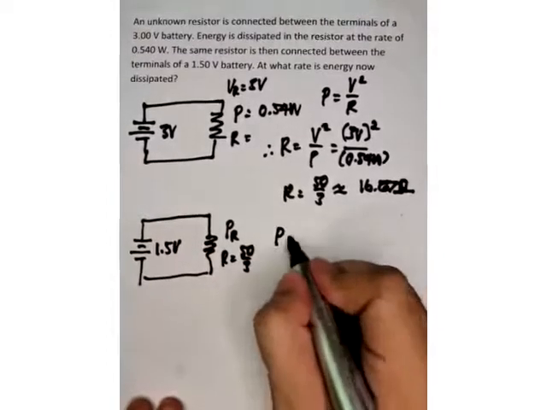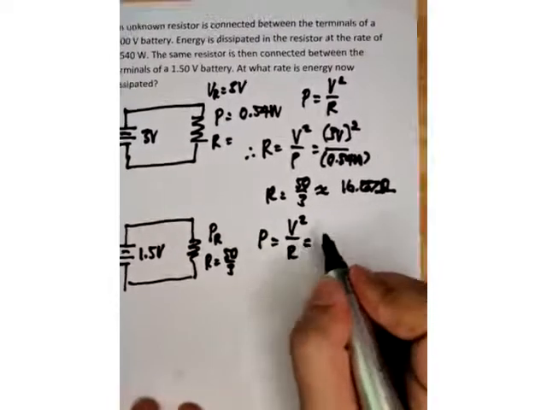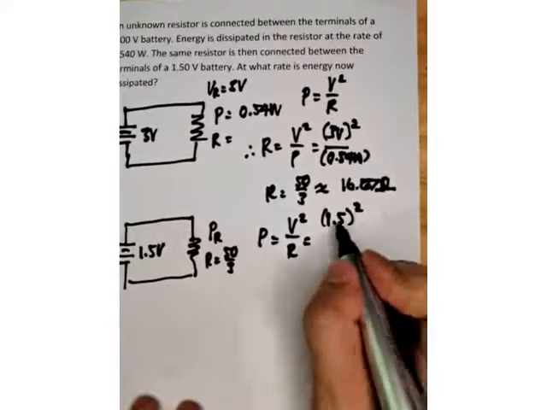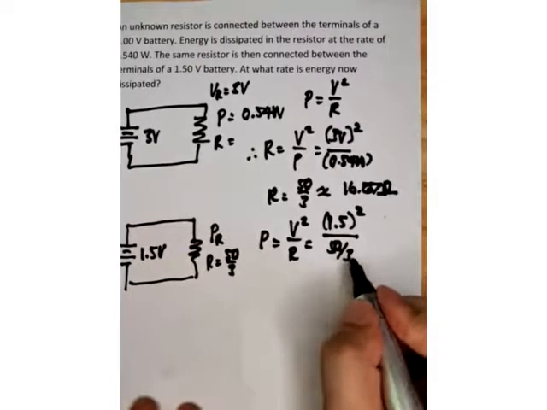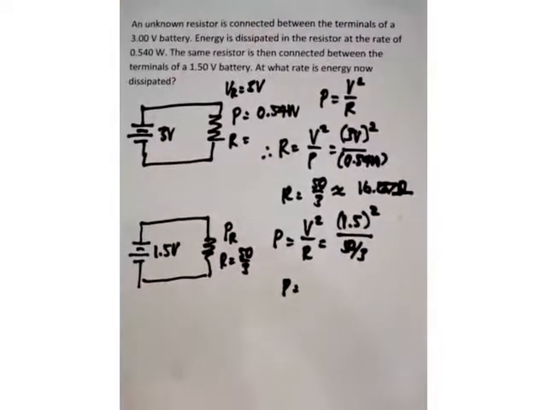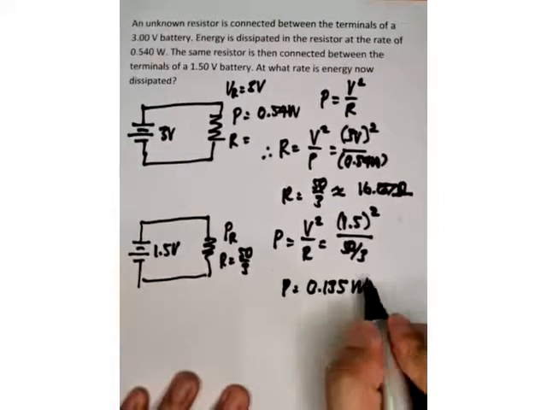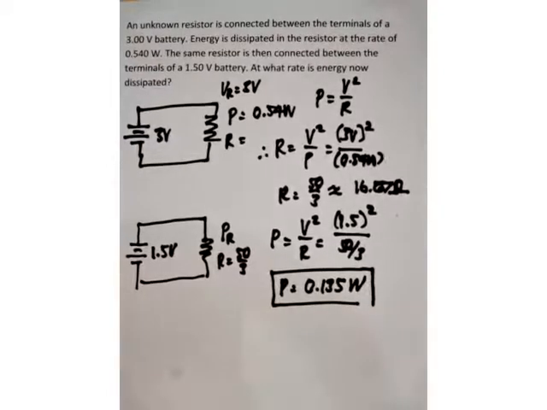Kung gusto natin kunin ng power, so that's the same, V squared over R. So that's equal to 1.5 squared divided by 50 over 3. So what is the power? Okay, so the answer is 0.135 watts. Okay, so the power dissipated is 0.135 watts.